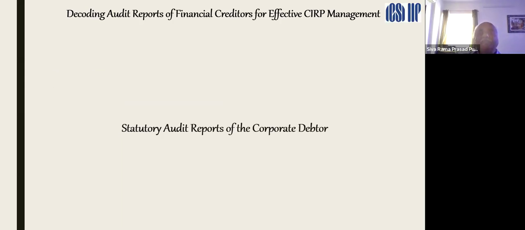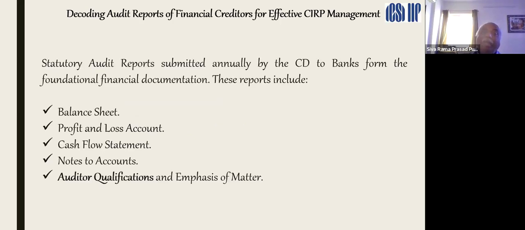And statutory audit reports of the corporate debtor. Statutory audit, external auditors. External auditors' reports are available. The statutory audit reports of the corporate debtor are submitted annually to the banks for foundation of financial documentation. These reports include balance sheet, profit and loss account, cash flow, notes to the accounts, auditor qualification, emphasis of the matter. Once the statutory audit is completed, then that audit report is also available. That is to be submitted to the banks also to get the funding.